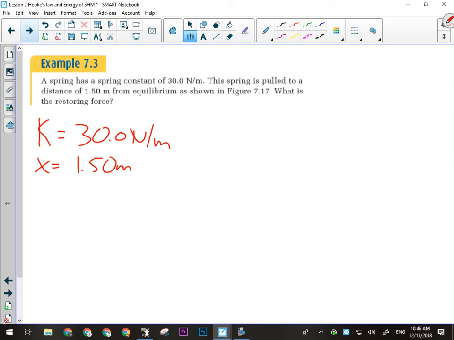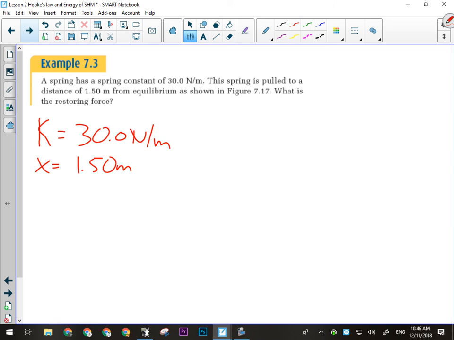Now, they don't tell me which direction it's pulled, okay? But since it says pulled, I'm going to assume that that's positive, okay? Because I'm pulling it away from equilibrium. If I was pushing it, I'd be pushing it to the left of equilibrium. I would consider that to be negative. Everybody all right with that? Okay. They didn't say one way or the other, so we just have to kind of go with it.